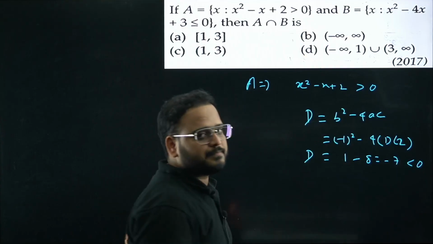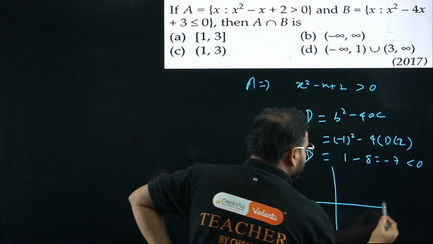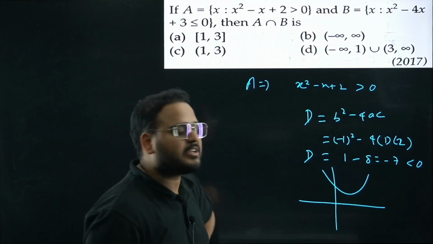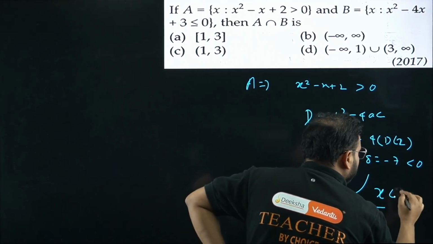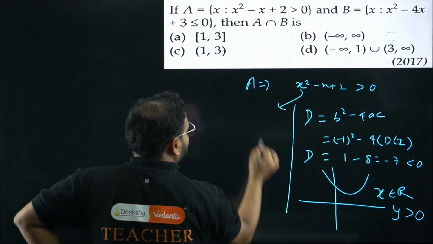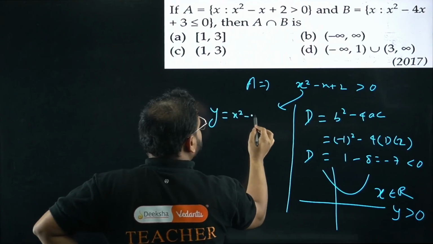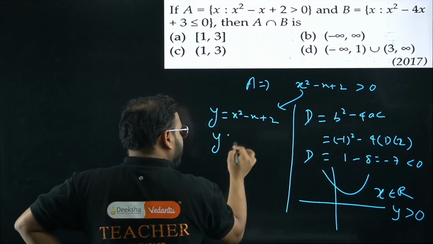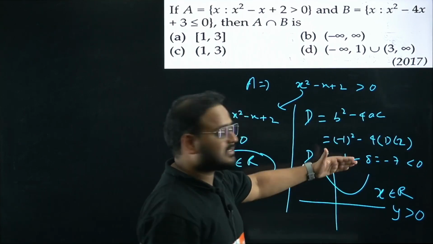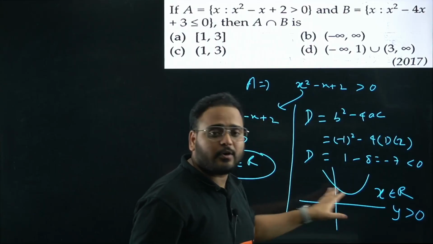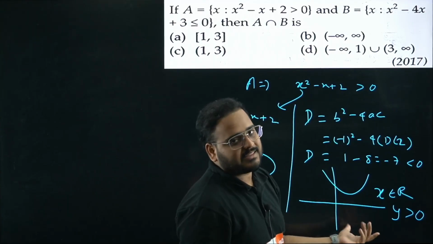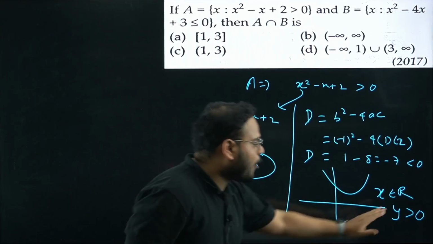D less than 0 means what, sir? It means the graph of this function, where x is 0 means y is 2, will be like this. That's the graph of the function. It means that for all real x, y is positive. If I write this function as y equals x square minus x plus 2, y is positive for all real values of x, because it is above the x-axis. Any point you take on the curve will always be a positive value, since the graph does not lie on the x-axis or below. So it is always going to be positive for all real values of x.